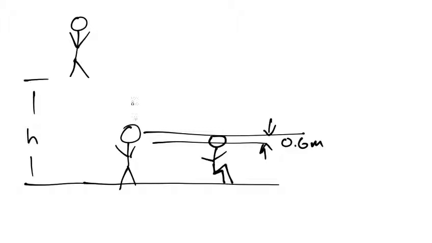Okay, so they've jumped down from some height, they're falling, their feet just touch the ground, and then it takes them another 0.6 meters to come to a stop. So at this point, their velocity is not 0, but at this point, their velocity is 0. Question is, what is that velocity?